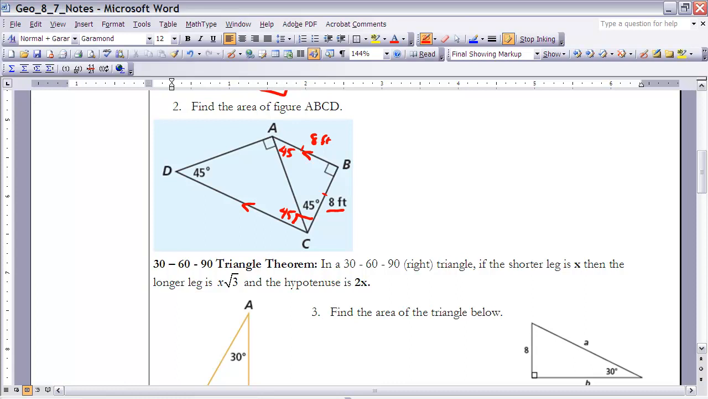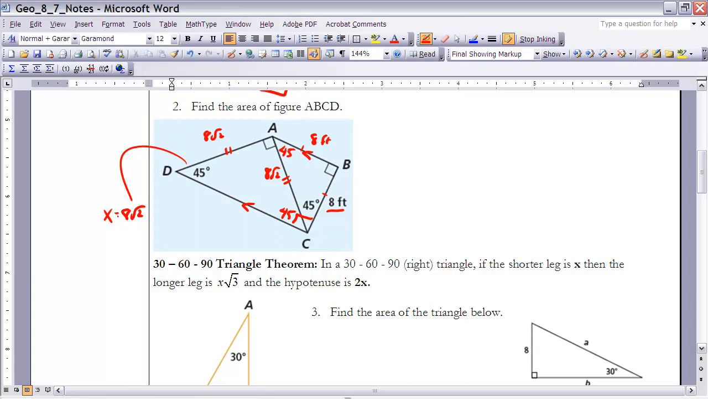Now, I don't need this length except for the fact that I'm going to use it to help me find these other ones. So if this is 8 feet and this is 8 feet, I know this is 8 times the square root of 2. Well, I know that that's one leg of this isosceles triangle. Therefore, this is 8 times the square root of 2. And this, remember, that's my x value for this triangle. So that means for this triangle right here, x is equal to 8 times the square root of 2.